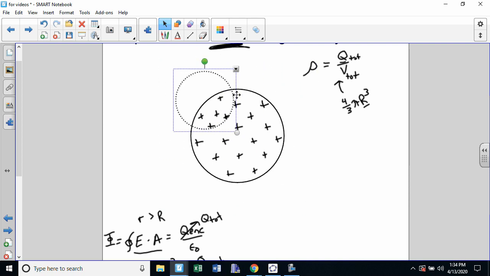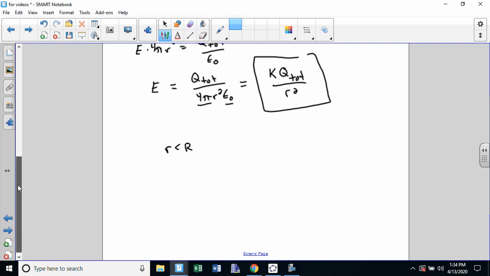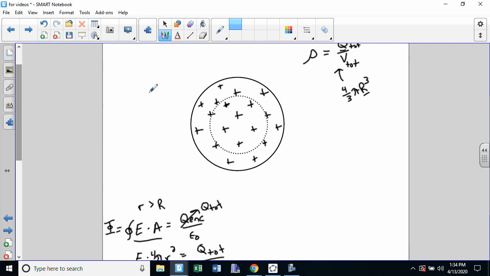So if I've got a smaller Gaussian shape, now I want to look at what happens when I am inside of R, when little r is less than big R. When I'm inside of the shape, you'll notice that I'm not encompassing all of the charge. I'm only getting a portion of the charge. So I have to figure out a way of writing this much charge in terms of the total charge on the entire sphere.